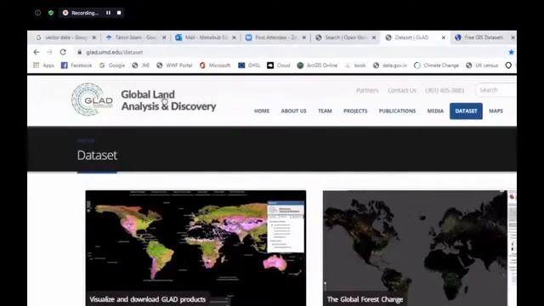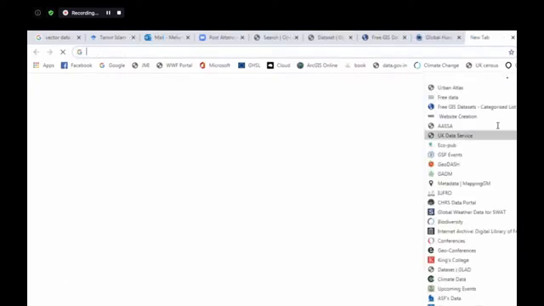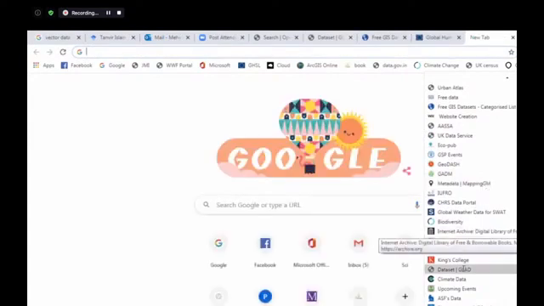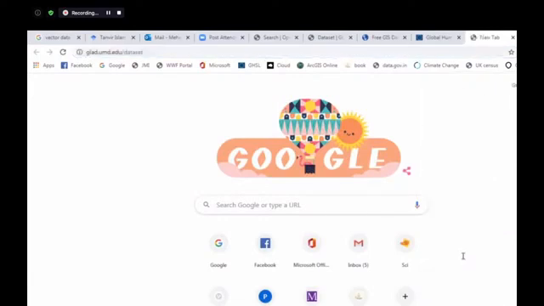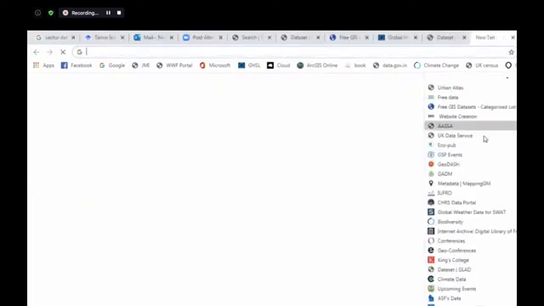Also, this is Global Land and GHSL. This is also a very good data portal. This is the European Global Human Settlement Layer database by the European Commission. I have shared a few links of databases.